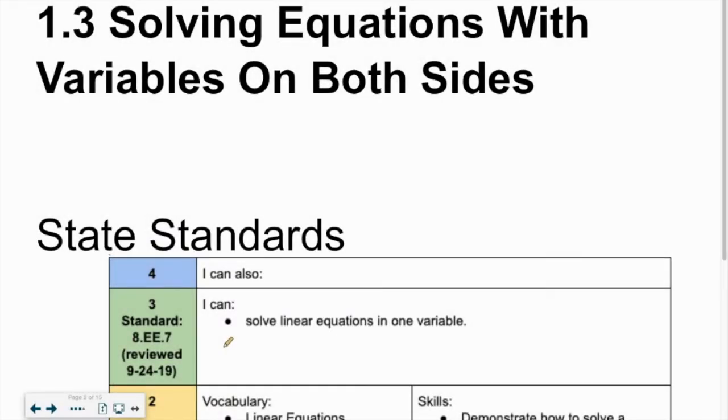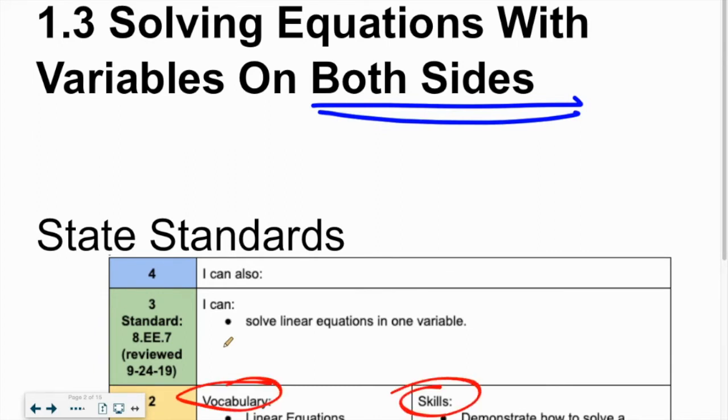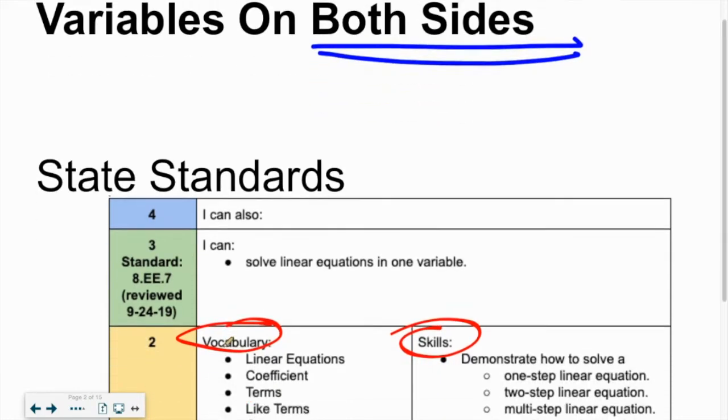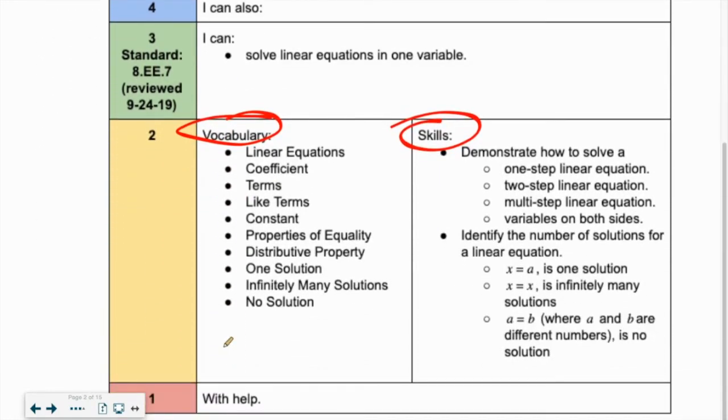Chapter 1, Lesson 3, Solving Equations with Variables on Both Sides of the Equation. That's what's going to be new today. We've been working on our vocab and our skills for the standard. Again, we've just been wanting to be able to say that you can solve equations in one variable no matter how they look.